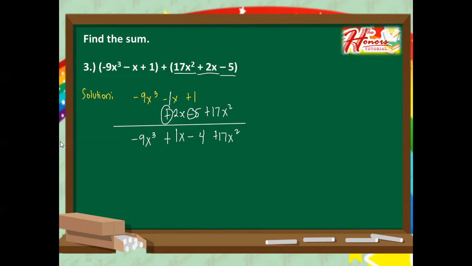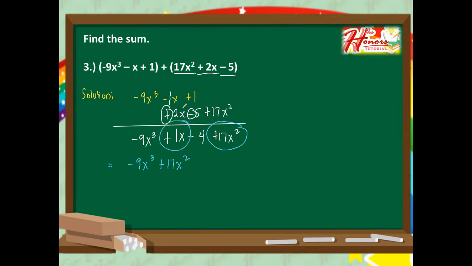It is not yet the final answer, because we have to arrange our answer. Always remember the standard form of this is having an exponent or exponents in decreasing order. So we will be having negative 9x cubed since 3 is the highest exponent that we have. But the next term should be positive 17x squared because the exponent is 2.